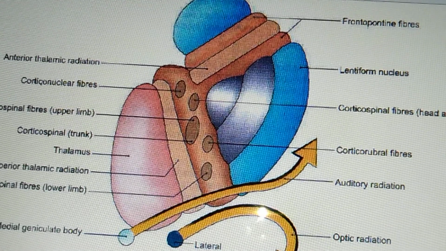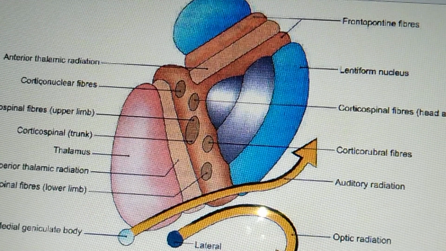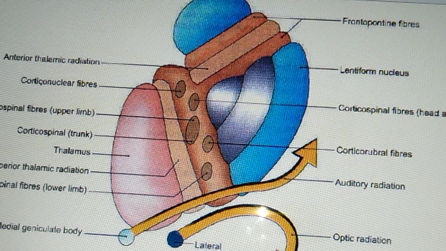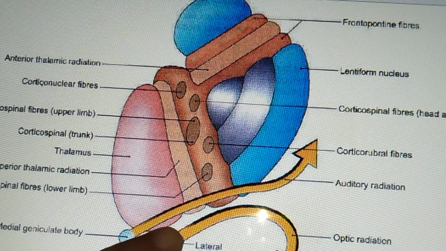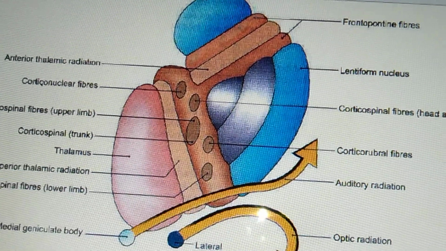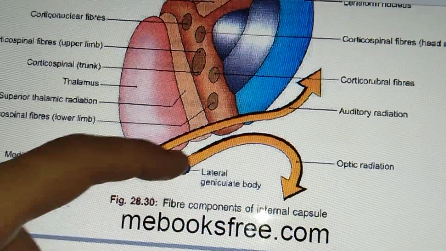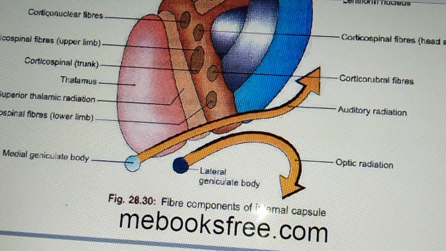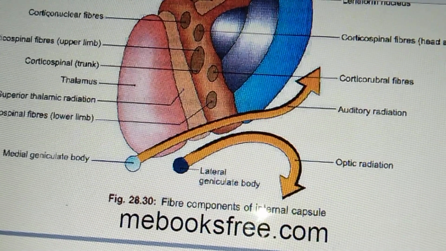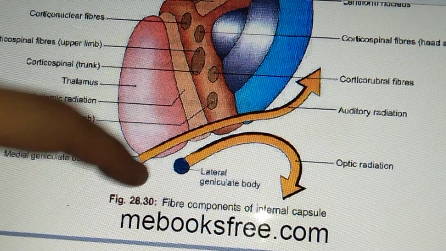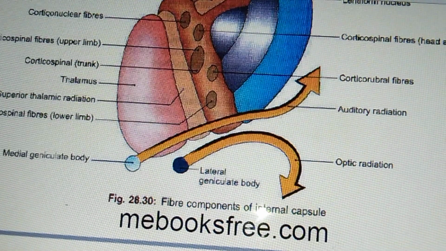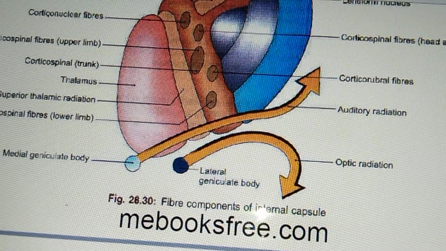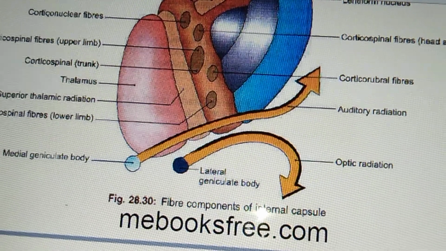Then comes the posterior thalamic radiation. Here the fibers connect the lateral geniculate body to area 17, forming the optic radiation. This one you can see. Then the inferior thalamic radiation connects the medial geniculate body with the primary auditory cortex, forming the auditory radiation. These are the four types of radiations formed through the thalamus.